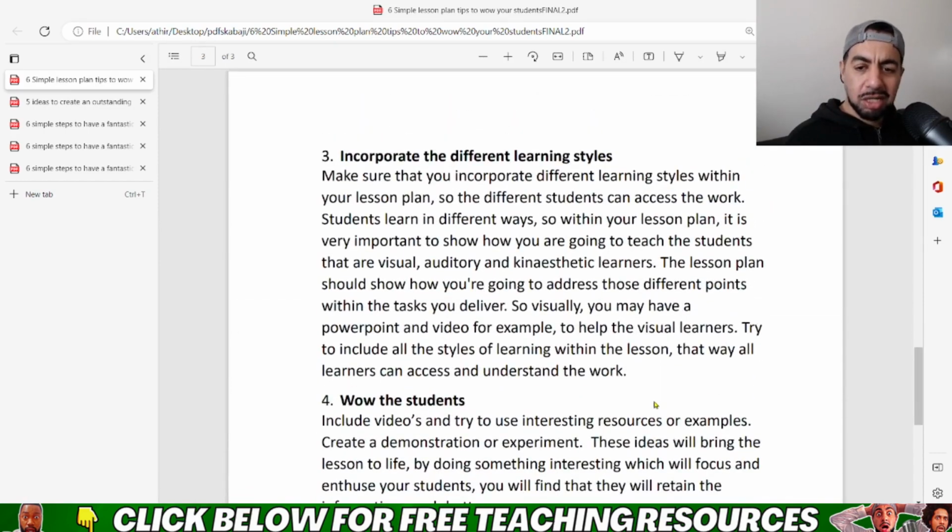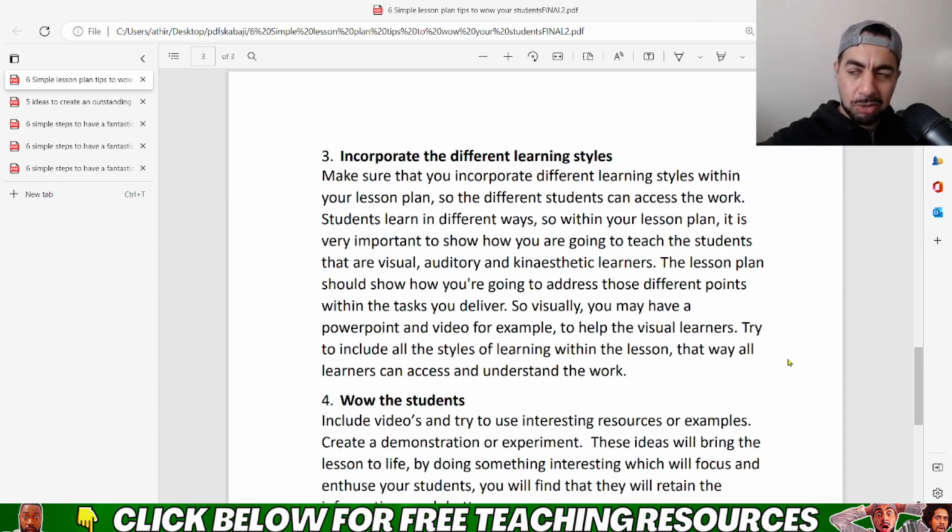Number three, incorporate the different learning styles in your lesson. Make sure that you incorporate different learning styles. Now in the plan itself, just make sure that you try, as much as possible, to touch on explaining or teaching the lesson and incorporating different learning styles. For example, it might be visual, auditory, kinesthetic, so that all the students can access the work.